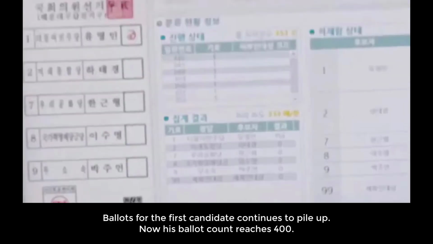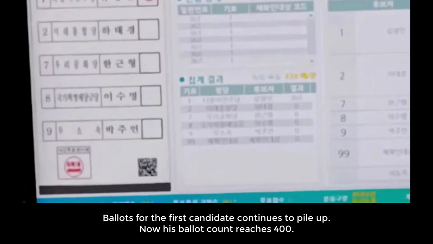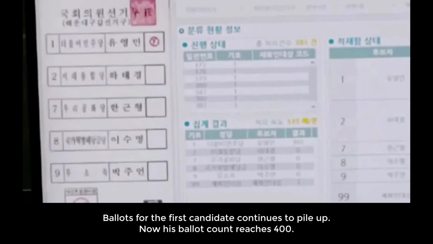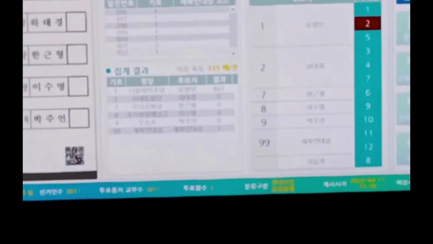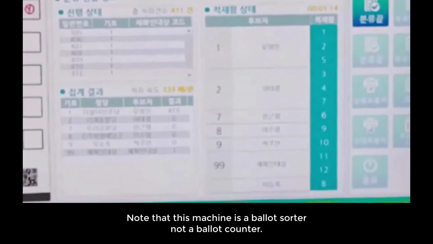Ballots for the first candidate continue to pile up. Now his ballot count reaches 400, but other candidates still remain at 0. Note that this machine is a ballot sorter, not a ballot counter.